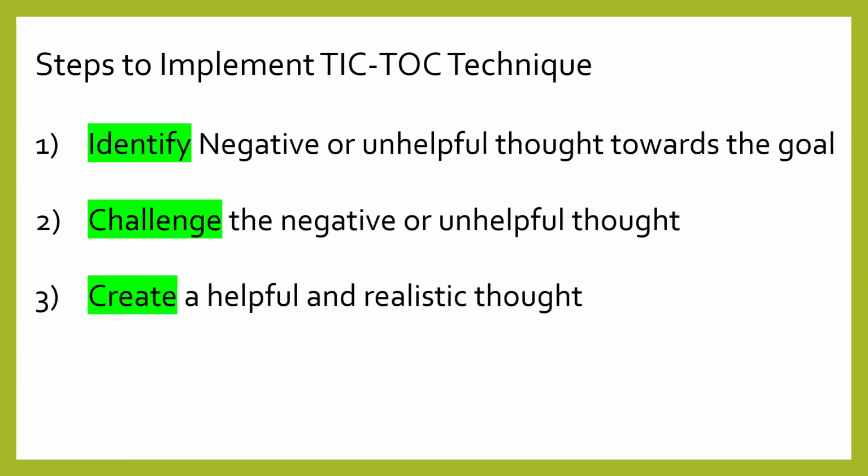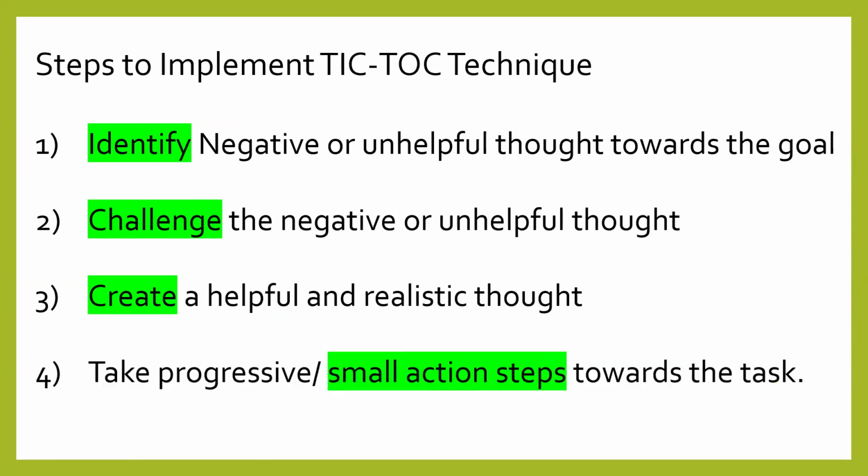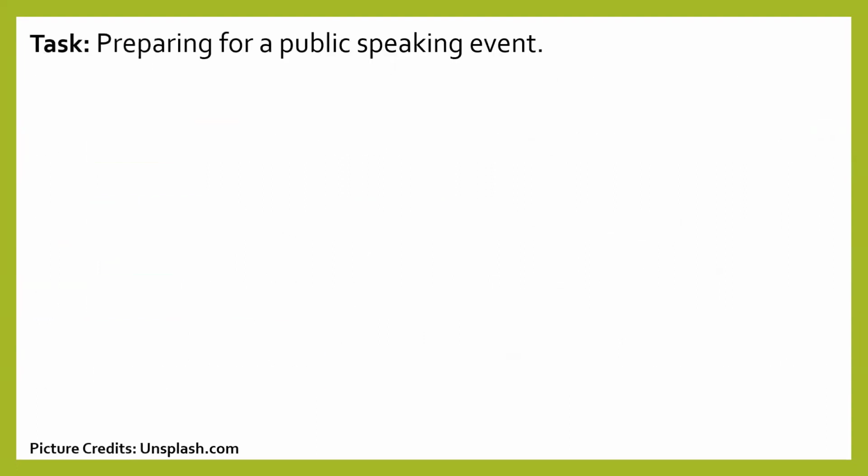Third, create a helpful thought, a realistic thought, friends. Friends, we are not talking about positive thinking. We are just talking about shifting our negative thought to a more helpful and realistic thought. And the fourth step is to take a small action, progressive action towards your goal. Let's look at an example.